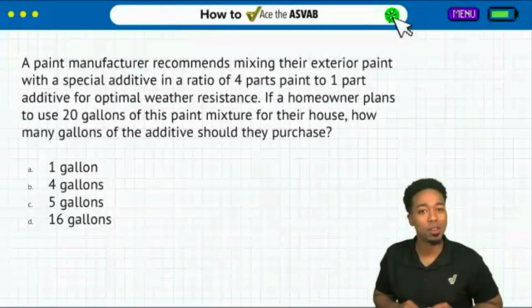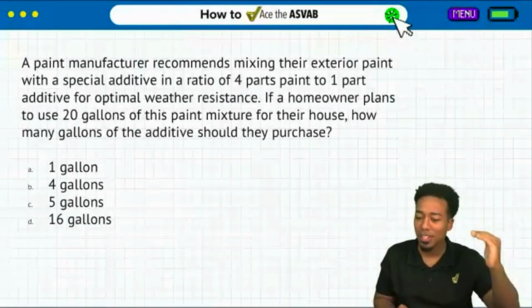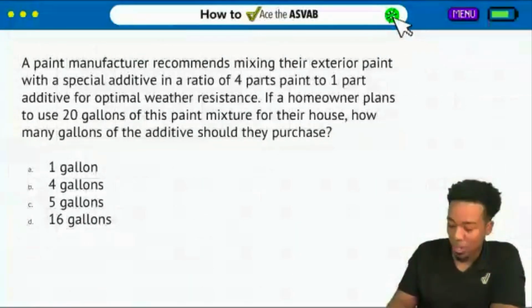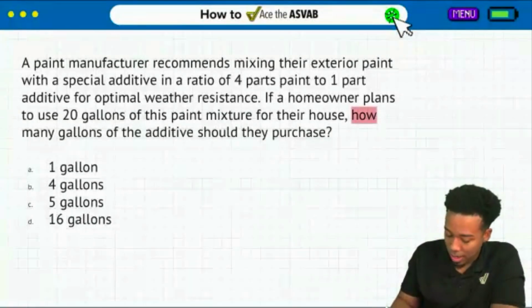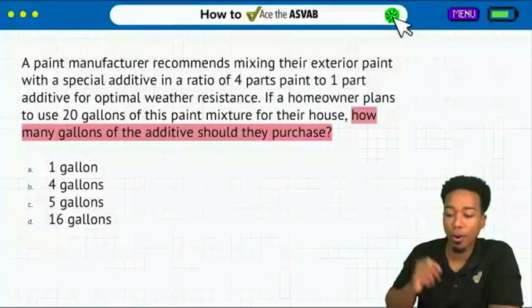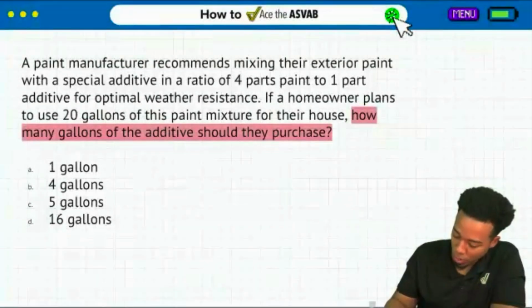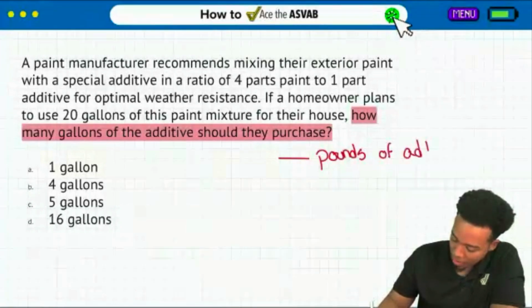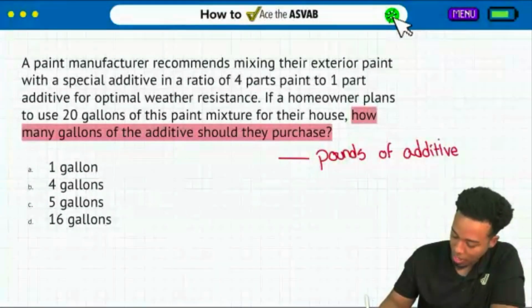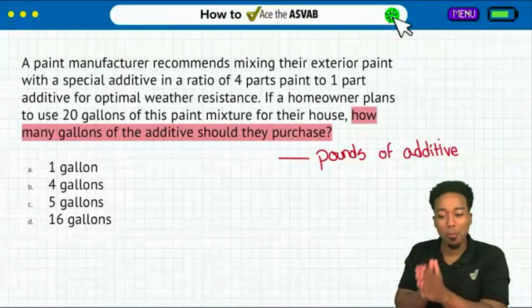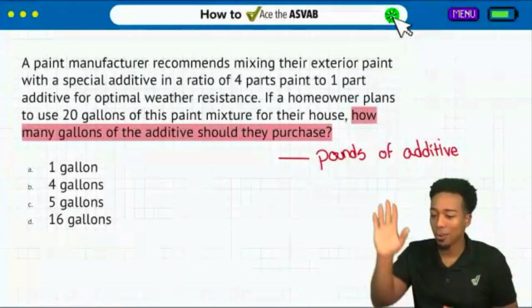Cool. So, the amount of violence that I'm facing from some of y'all right now is a little lower. Okay. So first things first, let's ask ourselves, what are we looking for? That's going to be right here. How many gallons of the additive should they purchase? So we are looking for blank pounds of additive. That's what we're looking for. Did everybody write that down? That's the goal of the question, right? We're looking for the number of pounds of additive. Yes or no?